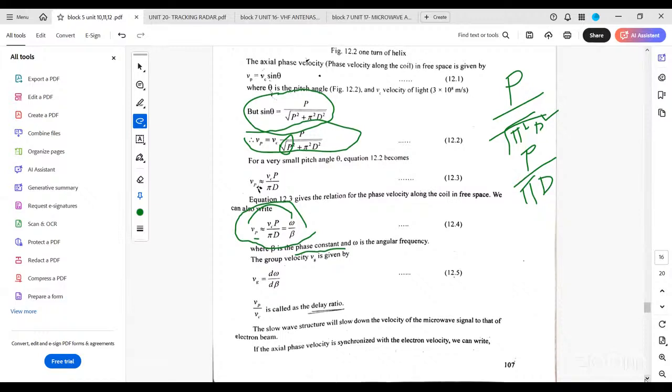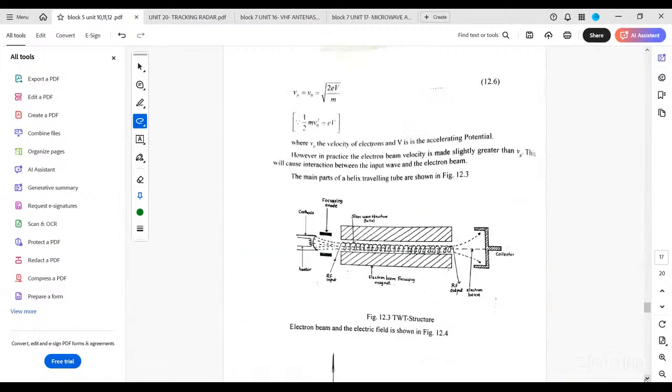Next, the description of the diagram is given. We have the kinetic energy formula, half m v square. They calculated V as the voltage V0 and substituted VP there. V0 equals under root of 2EV by m. That completes it, the principle of operation is over.